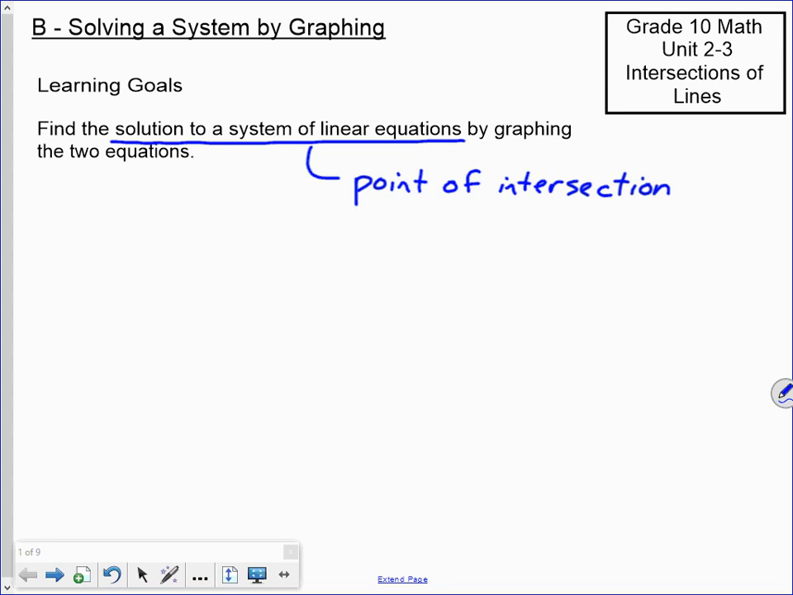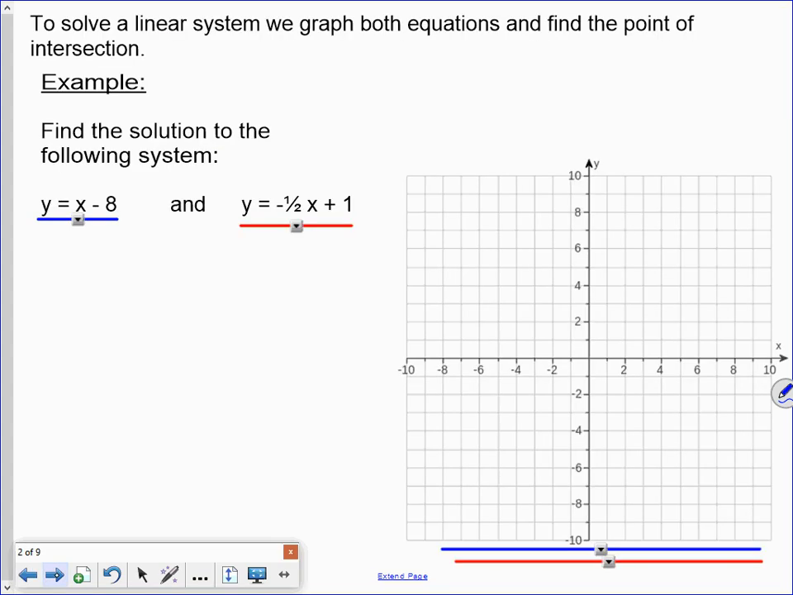And we talked about this in the last lesson, that the solution to a system of linear equations is the point x and y that satisfies both of these equations, or the point where the two lines meet when we graph them. So pretty obvious. To solve a linear system, we graph both equations, and then we find the point of intersection.